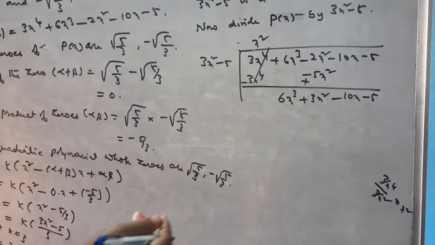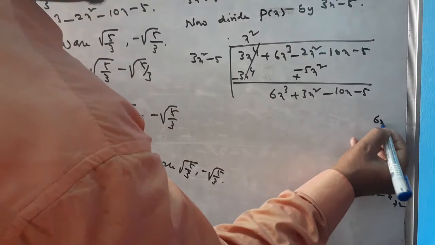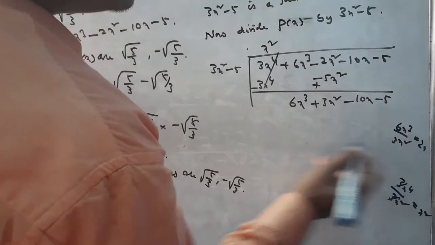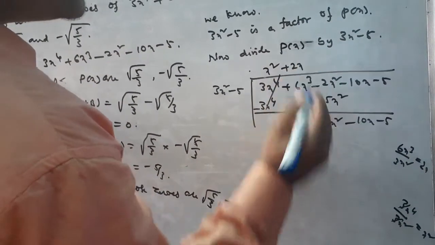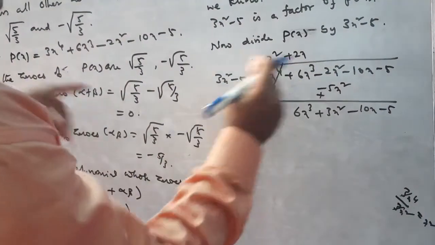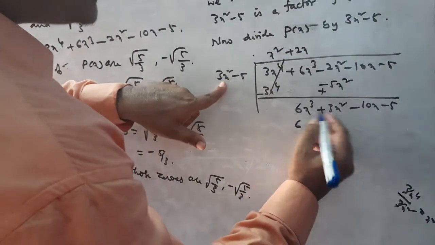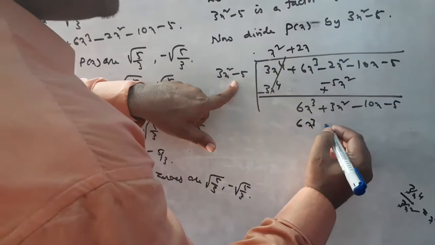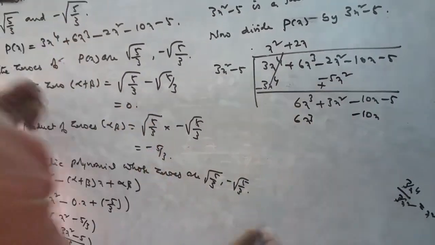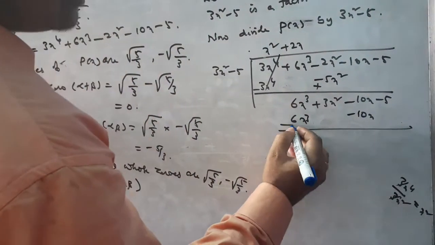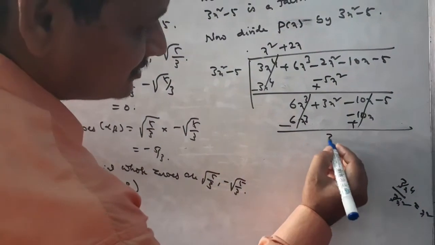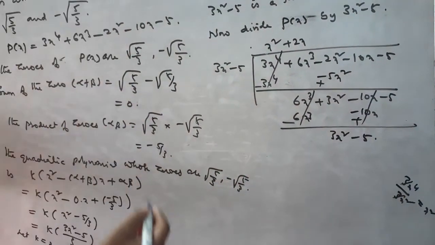Now the second term of the quotient: 6x cube by 3x square, that is 2x. 2x is the second term of the quotient. Now 2x multiplied by this: 6x cube minus 10x. Change the sign, minus plus, these both will be cancelled, these both also cancelled. We will get 3x square minus 5.